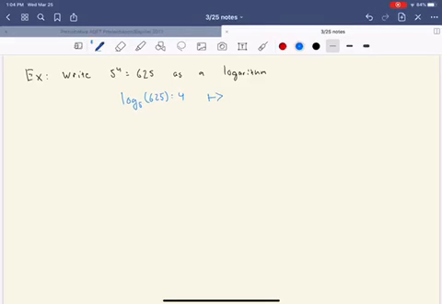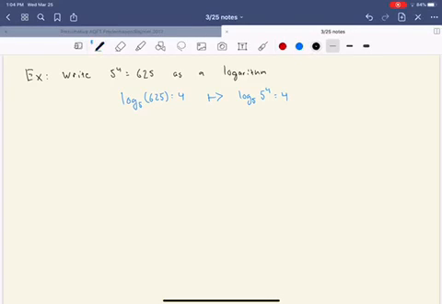That's the actual answer. I just wanted to show you that what this is really saying is that 625 is 5 to the 4th. Okay, so back to what we were saying before. Log base 5 of 5 to the 4th equals 4.